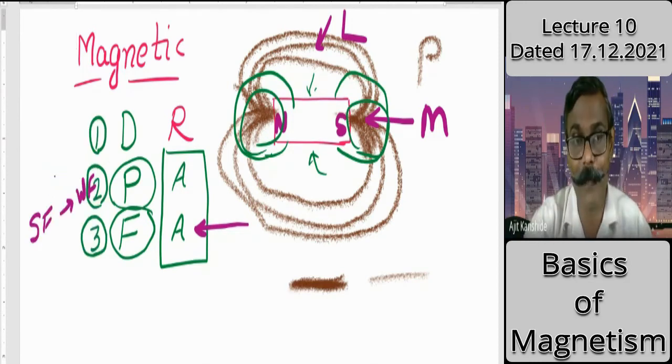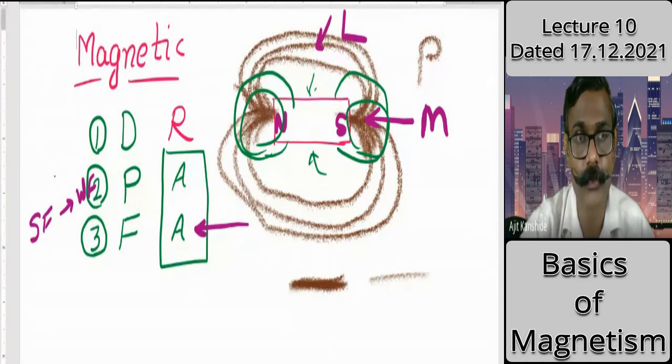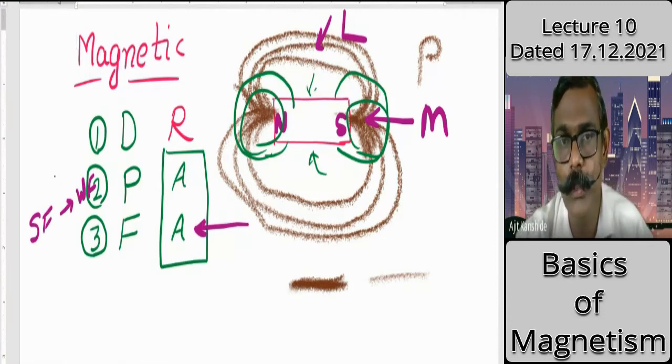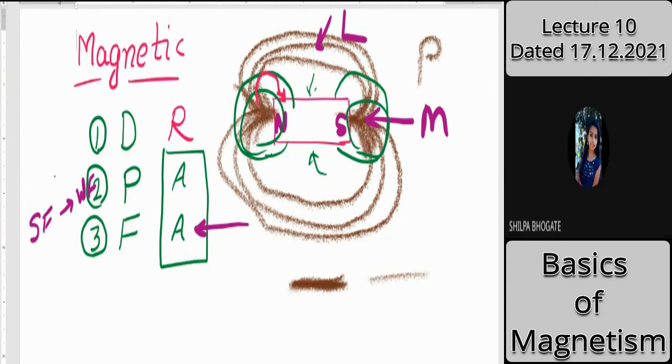About paramagnetic: paramagnetic material moves from strong field to weak field. So if I bring paramagnetic material, it will go from here and it will get attracted the other way. Is it clear?